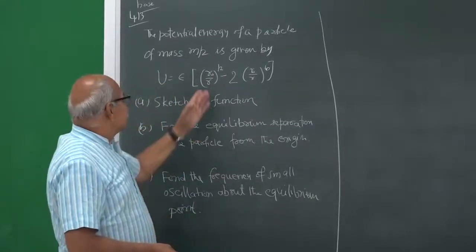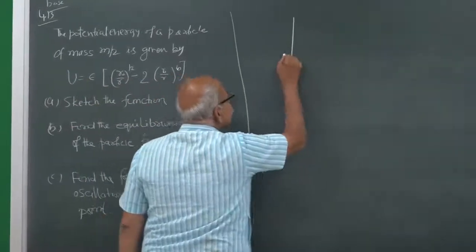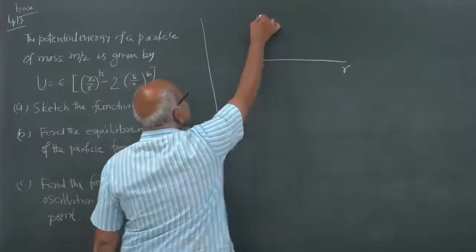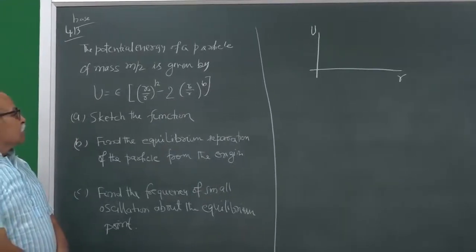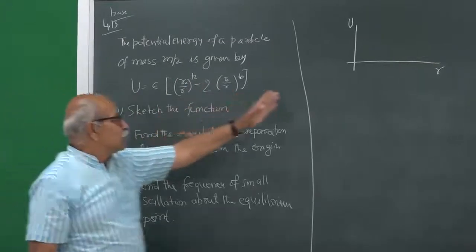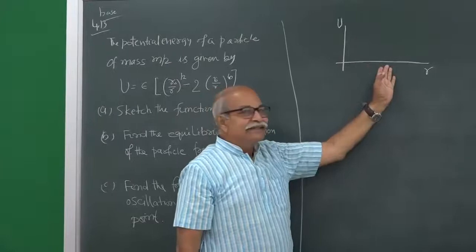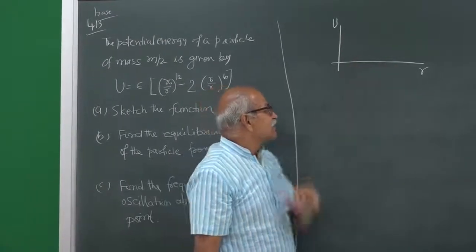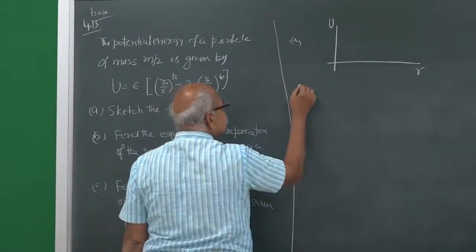So, sketch this function. I have to write r and u, and how do I sketch? The first thing is, are there points where this u is 0. I want to know whether this curve cuts the r axis or not, and if it cuts, then at which points. So, to sketch, let us do all those exercises.